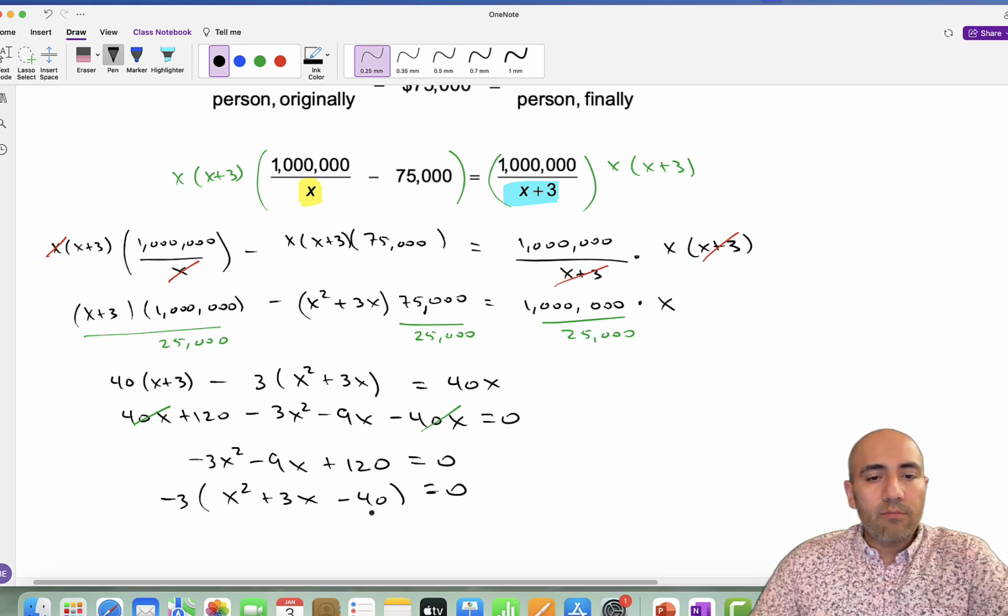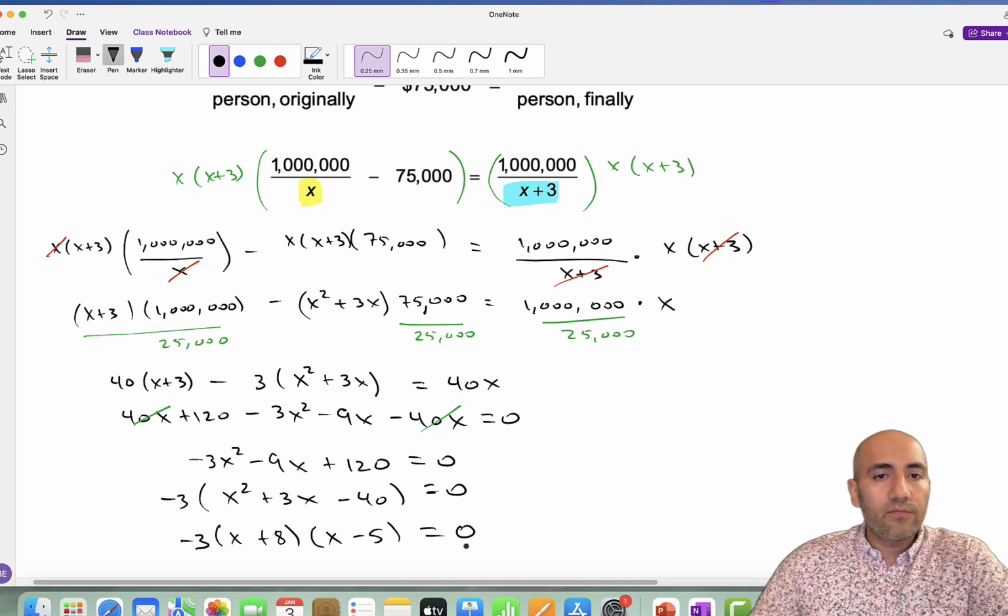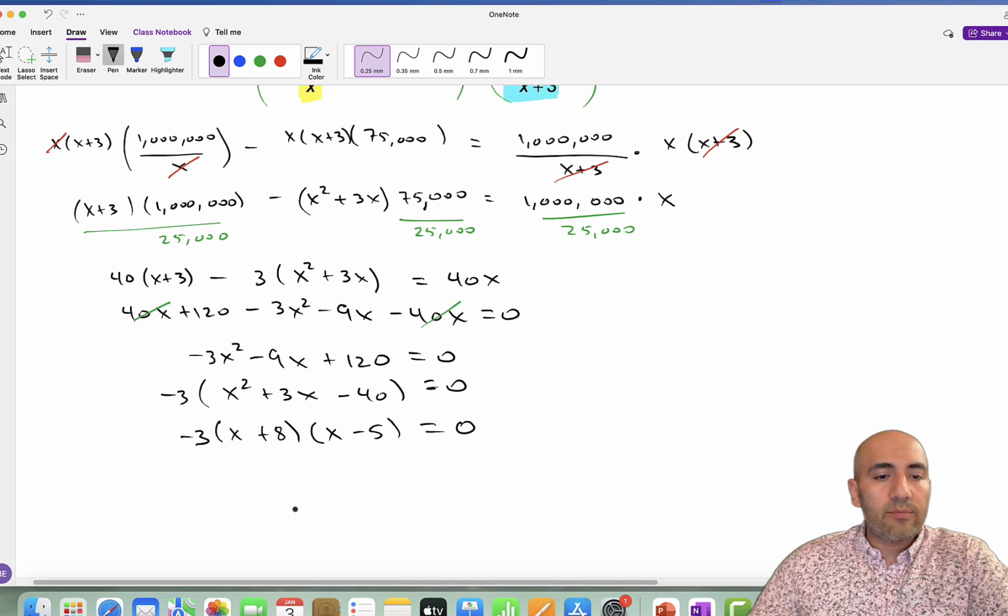We're looking for 2 numbers that multiply to negative 40 but add to 3. So 5 and 8 come to mind. x plus 8, x minus 5. These 2 multiply to negative 40 but add to positive 3. There's still a minus 3 out there. There's still this 0. And so now the zero product property tells us that if we have these 2 binomials multiplying, the answer is 0, then I can separate this into 2 cases.